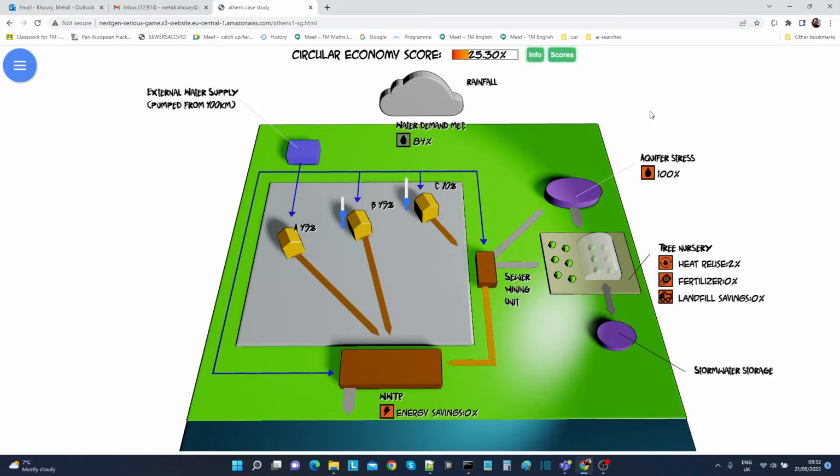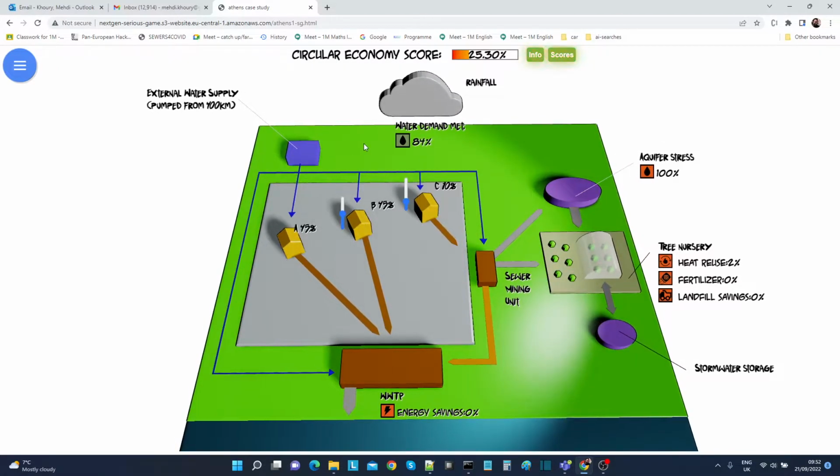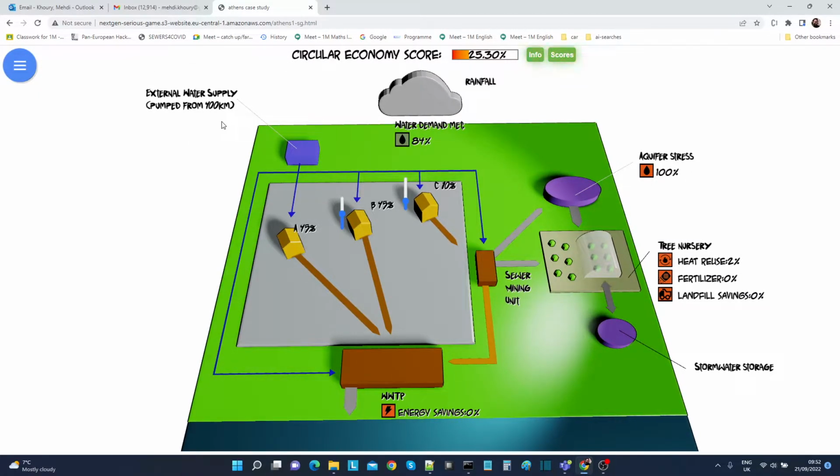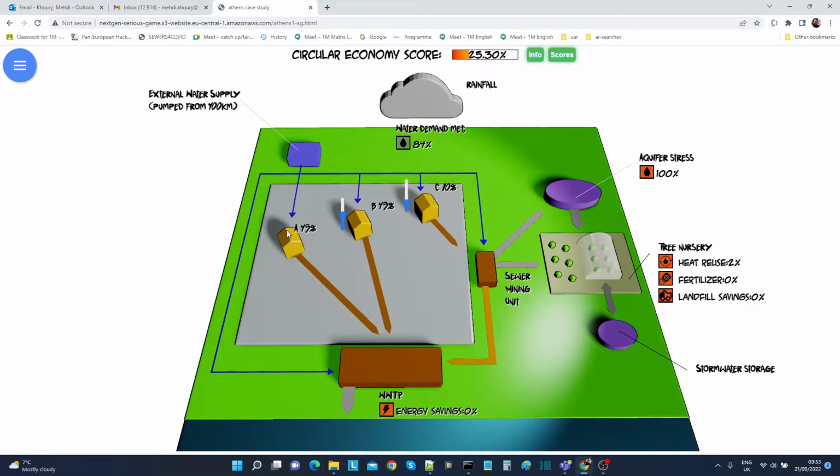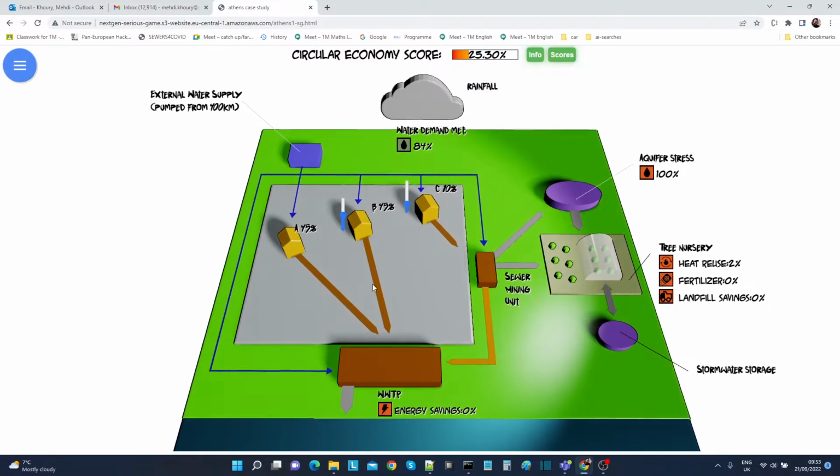So this is our virtual neighborhood. This is the main interface of the game. So it's made out of components which are all connected to each other. The virtual neighborhood contains around 7,000 inhabitants. It pumps water from far away, the water supply to the top left. This is this blue box, and the water is redirected to 3 groups of households, which represent all the houses in your neighborhood.